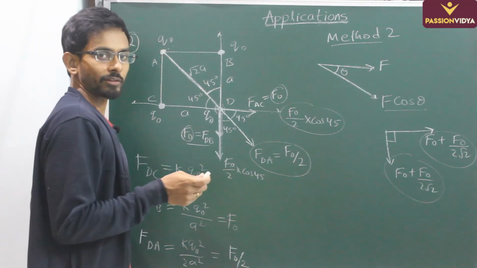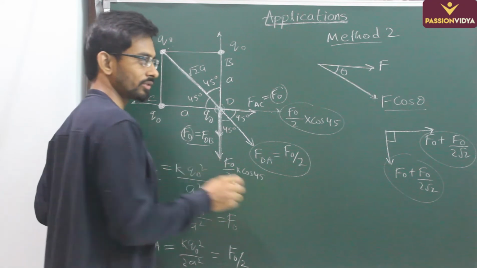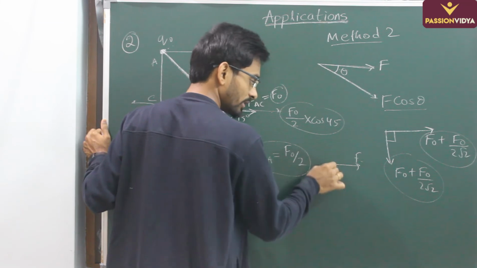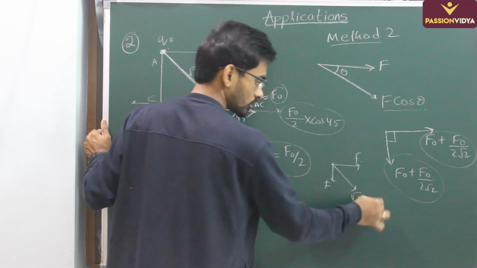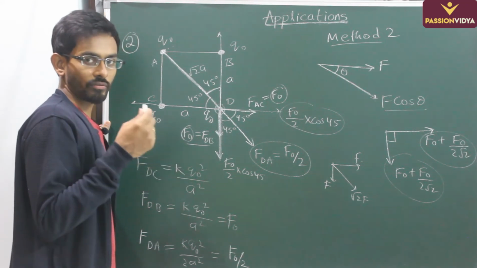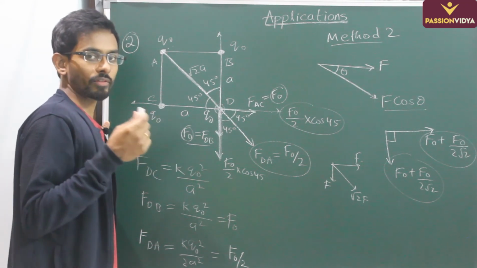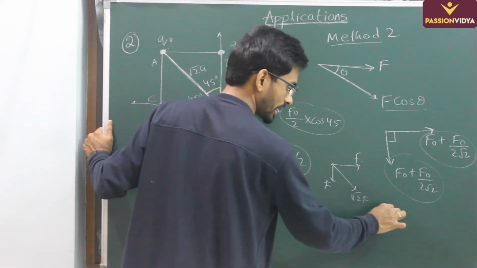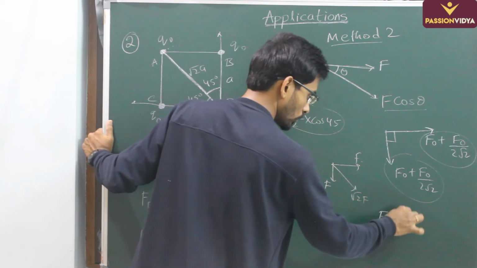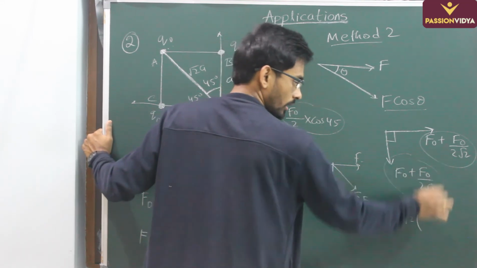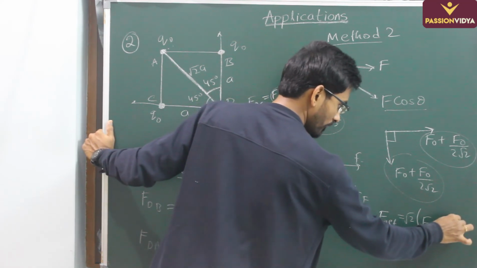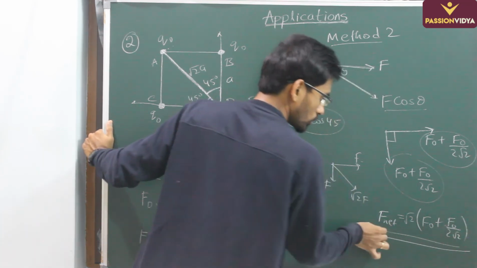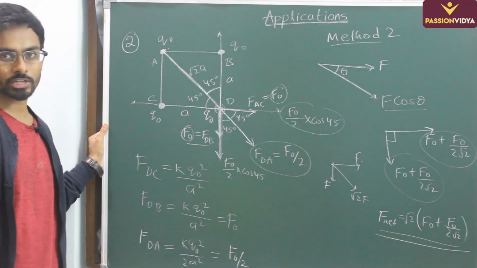When two identical forces are making 90 degrees with each other, the resultant is given by, if you have F and F, root 2 F. Because we know F net is equal to under root of F1 square plus F2 square plus 2 F1 F2 cos theta. From that formula you will get the net force as root 2 F. So here we will get F net as root 2 into F naught plus F naught by 2 root 2. This is how to solve the question using the components method.